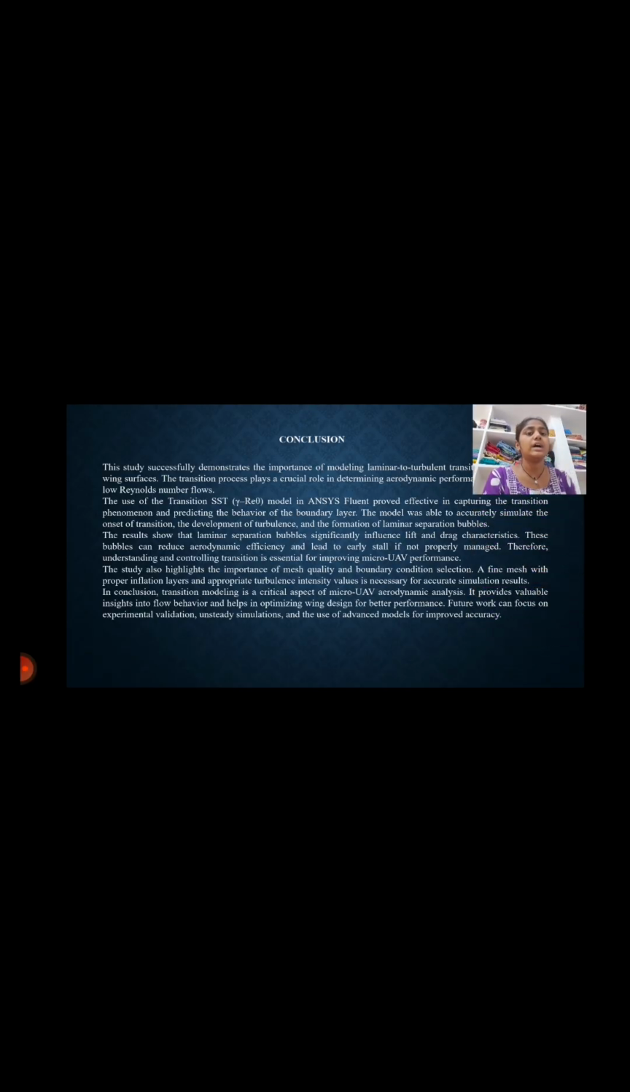The model was able to accurately simulate the onset of transition, the development of turbulence, and the formation of the laminar separation bubble. The results show the laminar separation bubble significantly influences lift and drag characteristics. These bubbles can reduce aerodynamic efficiency and lead to early stall if not properly managed. Therefore, understanding and predicting transition is essential for improving micro UAV performance.